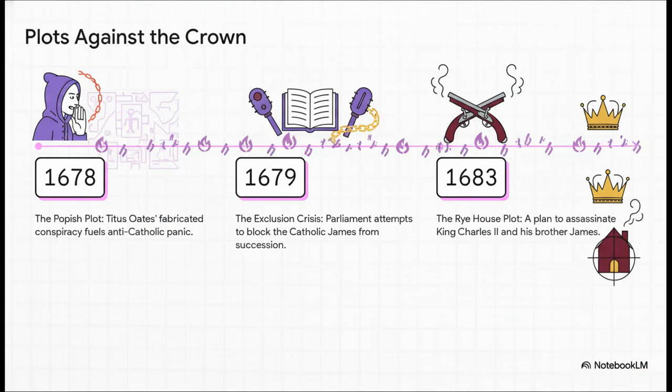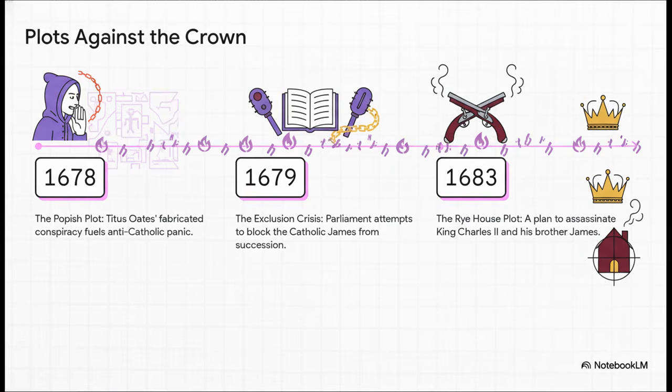And look, these fears about Catholicism, they weren't just whispers in Parliament. They led to actual panic and real threats. You have the Popish Plot in 1678, which was a completely made-up conspiracy that whipped up this massive anti-Catholic frenzy. That directly led to the Exclusion Crisis, where Parliament tried to block James from ever becoming king. And when that failed, some radical Protestants came up with the Rye House Plot to literally assassinate both Charles and James. You can see how it just spirals.